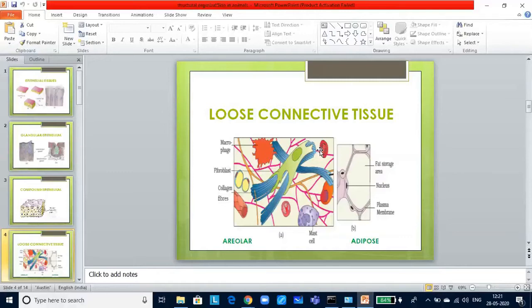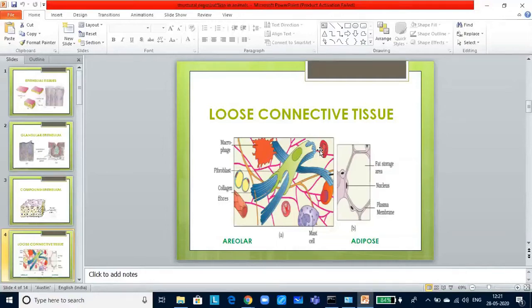Adipose tissue, another loose connective tissue, is located mainly in the fat. Excess nutrients that are not used immediately are converted into fat and are stored in the adipose tissue.